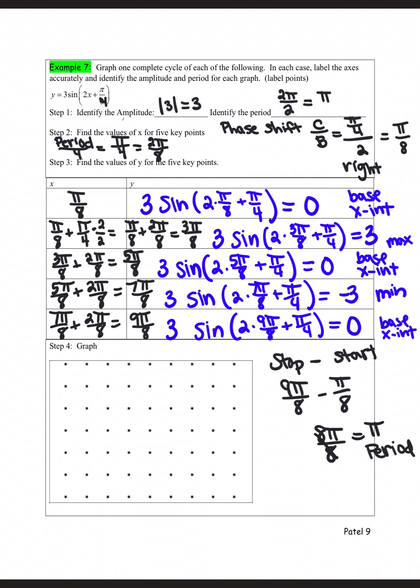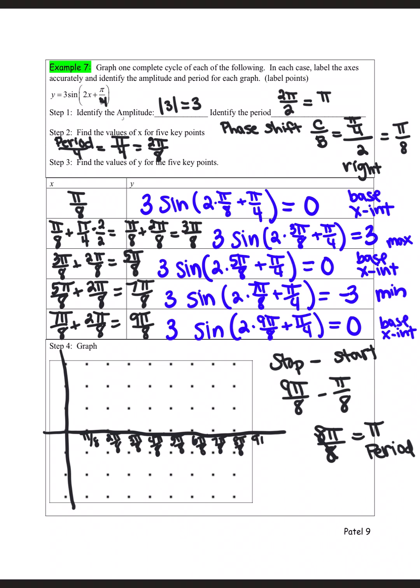So notice when I graph this, I'm going to shift over pi over 8. So I'm going to let each increment just be pi over 8. So I'm just going to say that's pi over 8, 2 pi over 8, 3 pi over 8, 4 pi over 8 is just pi over 2. Then we have 5 pi over 8, 6 pi over 8, 7 pi over 8, 8 pi over 8 is pi, and then we have 9 pi over 8.